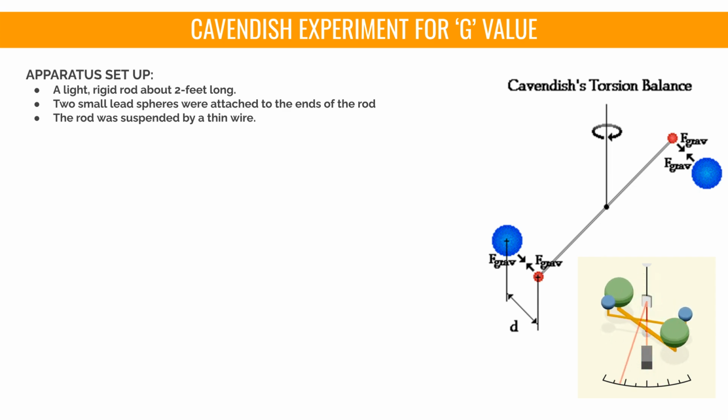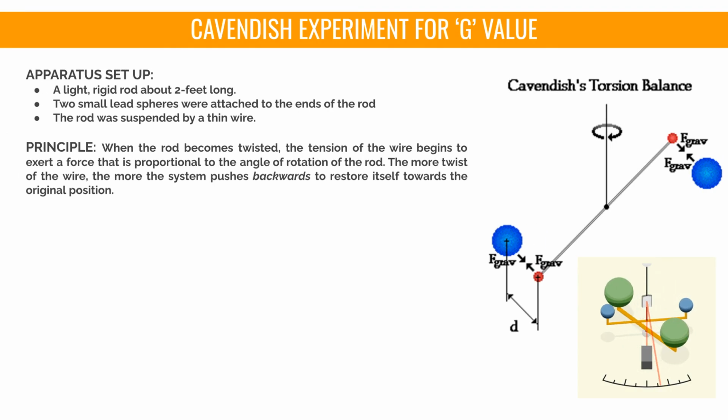The apparatus consists of a light, rigid rod with two small lead spheres, suspended by a thin wire. This is called Cavendish's torsion balance. The principle relies on the tension in the twisted wire, which exerts a restorative force proportional to the angle of rotation, pushing the system back toward its original position.